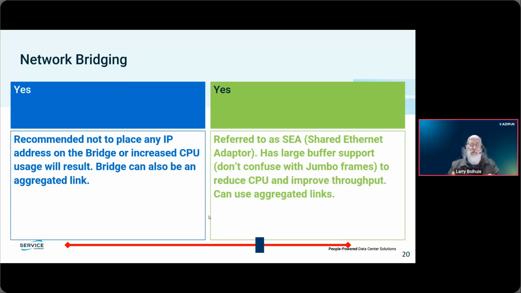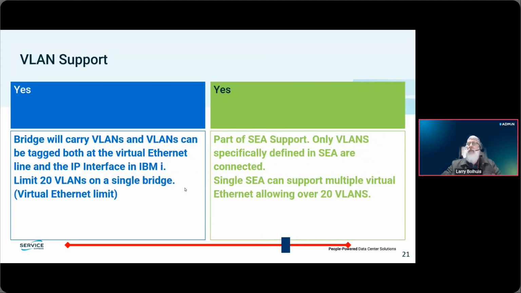So large buffers, that's distinct from jumbo frames. Don't think about that. But this can reduce the CPU load and improve the throughput. And of course, it can also use an aggregated link for the bridge, just like IBMI can. So those aggregated links can be up to 8 connections aggregated together. I've never seen anybody do 8. Most I've seen is about 3, but it's available.